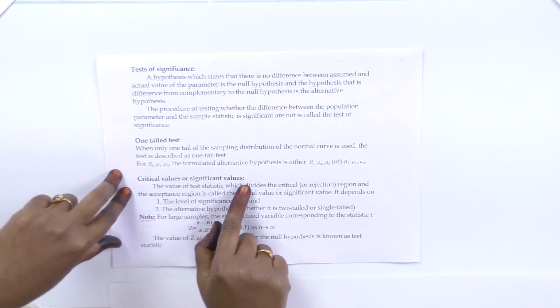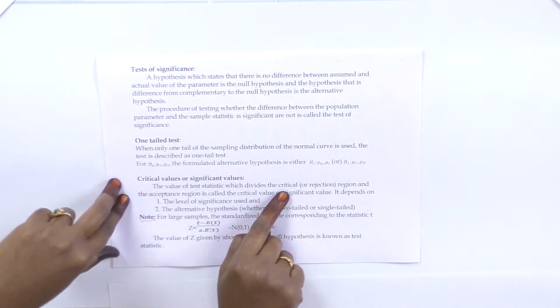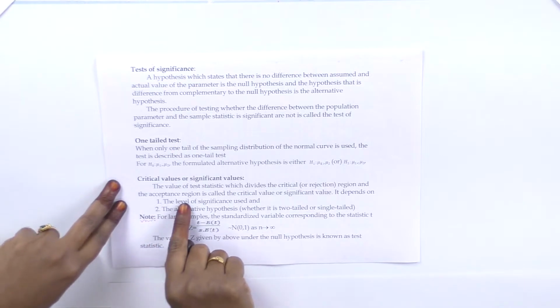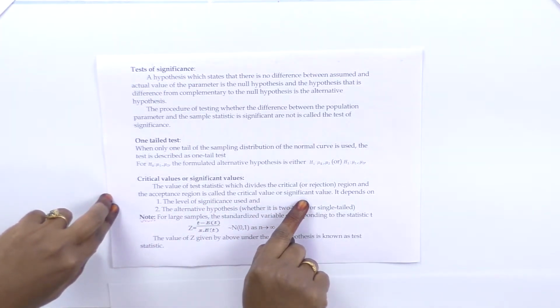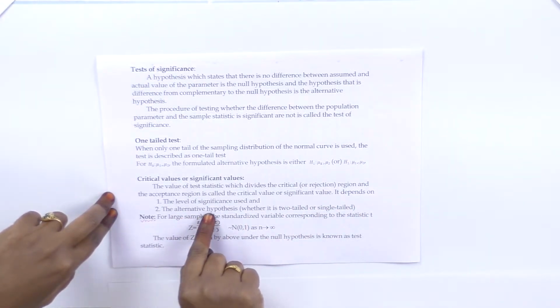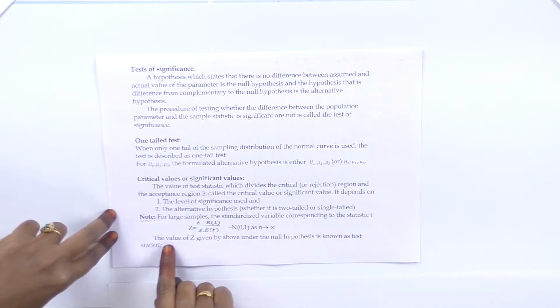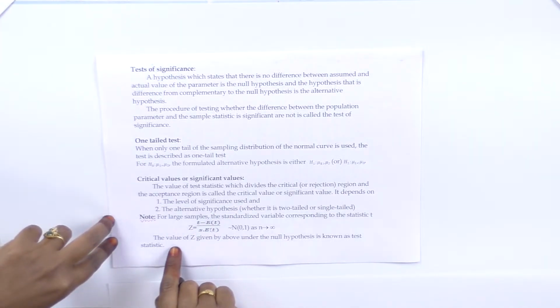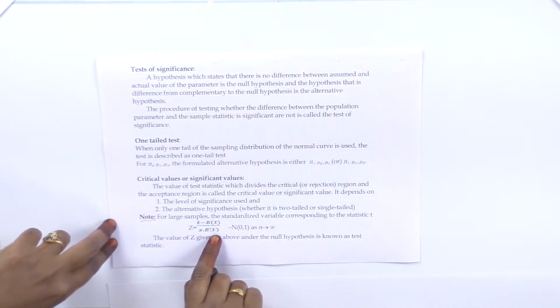Critical values or significant values. The value of the test statistic which divides the critical or rejection region and the acceptance region is called the critical value, or otherwise it is called the significant value. It depends on the level of significance and the test statistic value. Here, for example, the large sample test statistic for mean is Z equal to t minus E of t divided by the standard error of the function t.